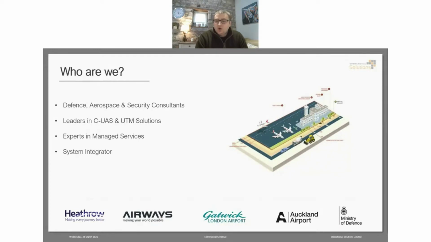As I mentioned, we've got our command and control suite and drone detection solutions live at multiple airports, and they include Heathrow, Gatwick, and Auckland. We also have great relationships with Airways New Zealand and the Ministry of Defence as well.